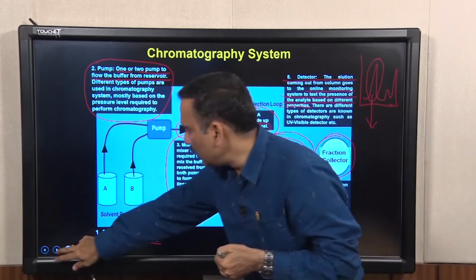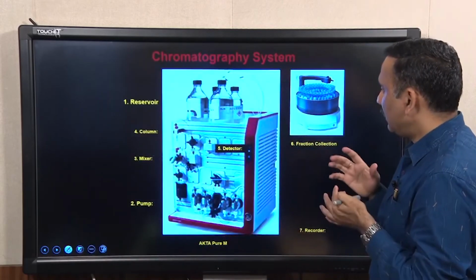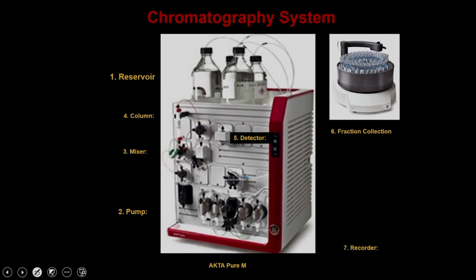Let us see how a real chromatography system looks like. For example, in this case we are showing the ActaPure M. The ActaPure M has different components. You have the reservoirs, and next to the reservoirs you have the pump. In the ActaPure M you have two different pumps and you can see that you have 4 reservoirs. Then you have the mixer, and then you have the column.